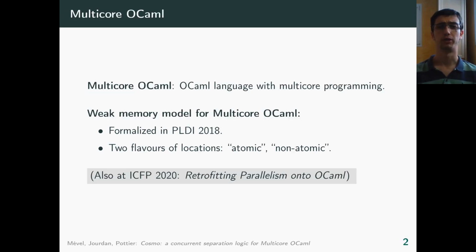So a few words about multicore OCaml. As the name suggests, it is an extension of the OCaml programming language with support for multicore programming. It comes with a weak memory model, which has been formalized in a paper at PLDI 18, and it features two flavors of locations, which are termed atomic and non-atomic. By the way, if you're interested in the garbage collector of multicore OCaml, please have a look at this other ICFP paper whose title is Retrofitting Parallelism onto OCaml.